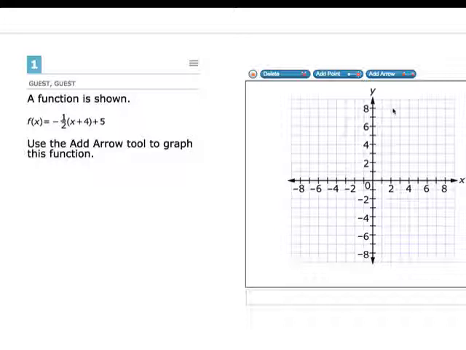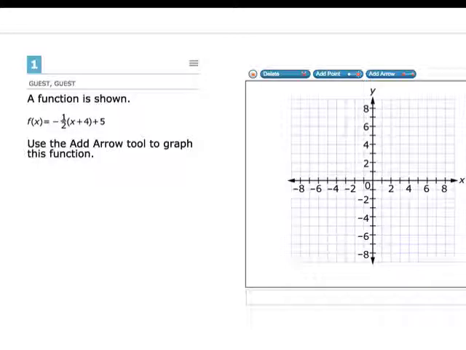You cannot use notes on the end of year test, even if it's the alternative test. So please pay attention and do your best to just follow along and remind yourself how to do these. All right, are we all set? Let's go. Number 1, a function is shown.